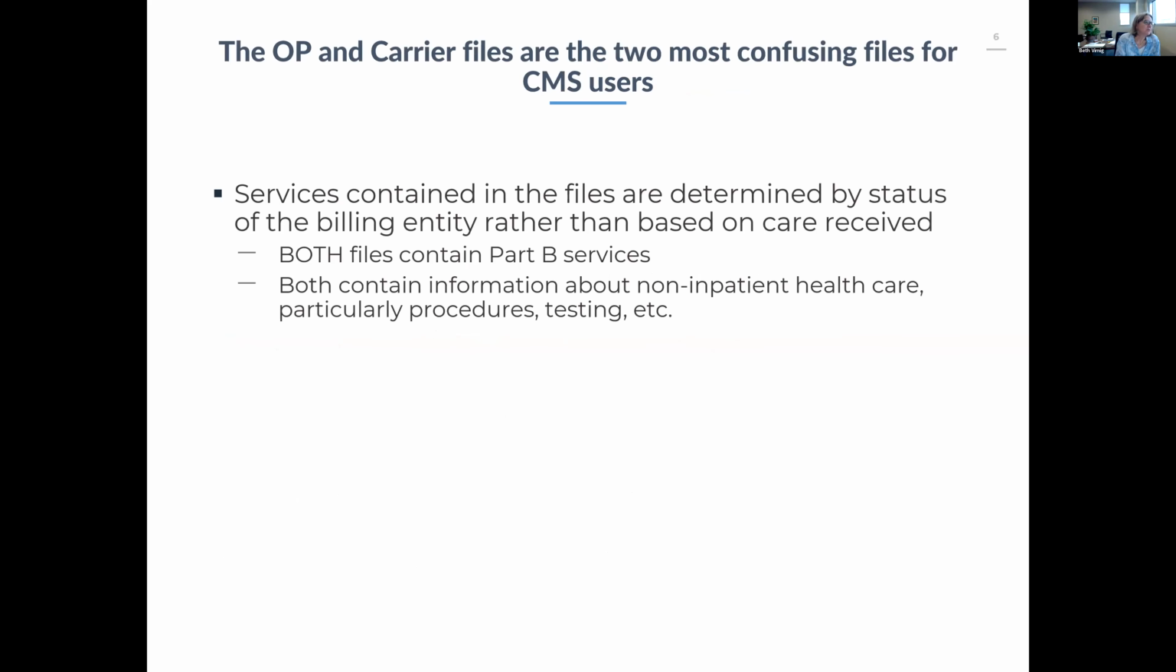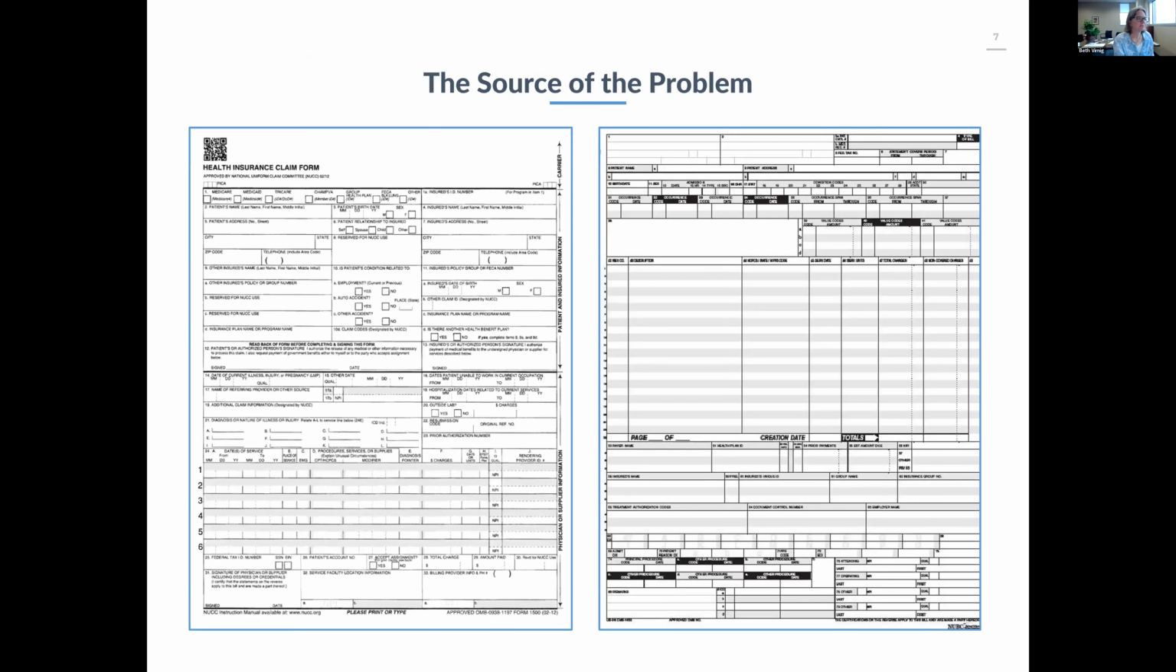In my opinion, the outpatient and carrier files are two of the most confusing files for users of CMS data. The reason is that the services and how things are divided up is determined by the billing entity rather than by the care received or anything about the beneficiary. Both files are Part B. Both files contain information about non-inpatient healthcare, particularly procedures and testing. So how is it that we have two files, and how do we figure it out? Is it random? What does it mean? That is really the source of much confusion.